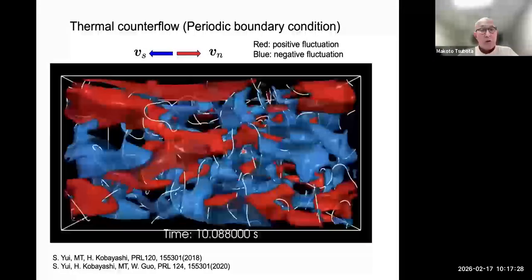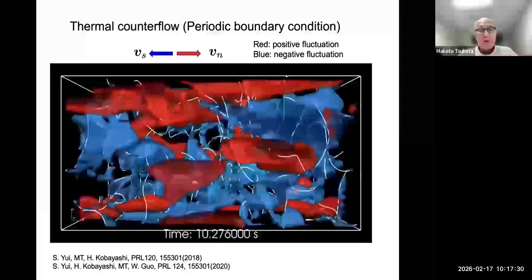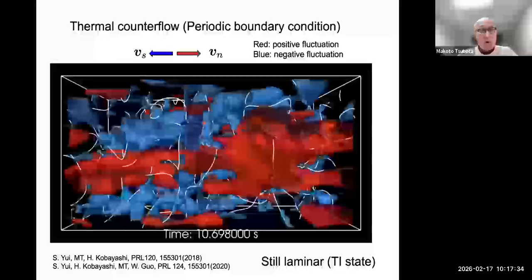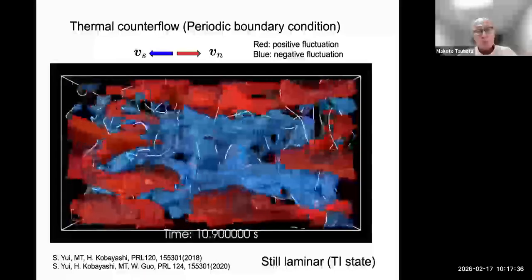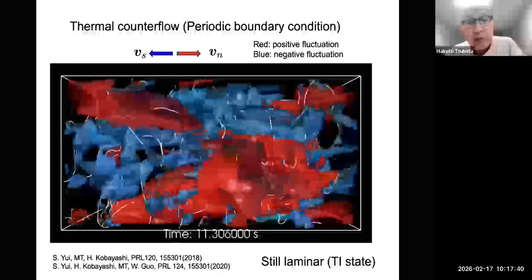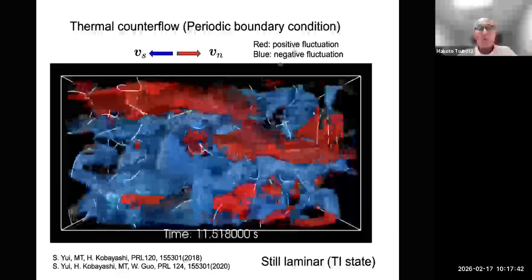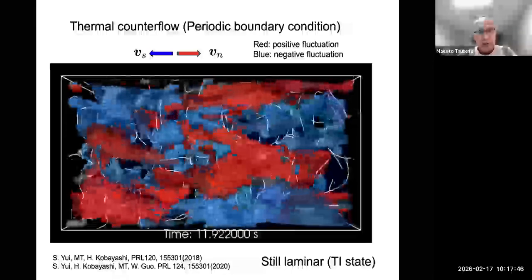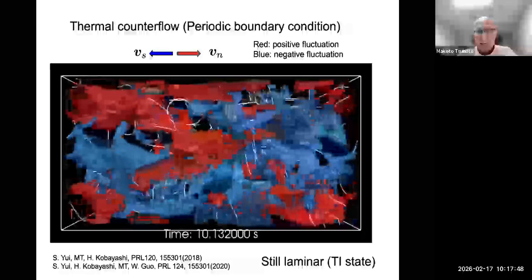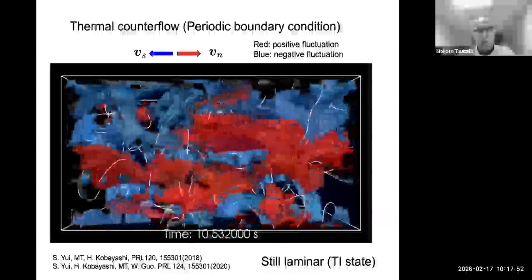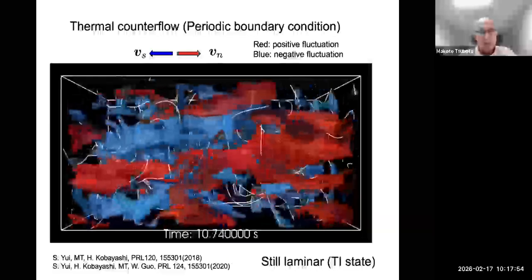So this is a numerical simulation of the thermal counterflow with periodic boundary conditions. The white lines show the quantized vortices, and the blue and red regions show the positive or negative fluctuation regions of the normal fluid flow. But please remember, certainly the normal fluid is fluctuating. This is still laminar. We consider this a T1 state, not a T2 state.